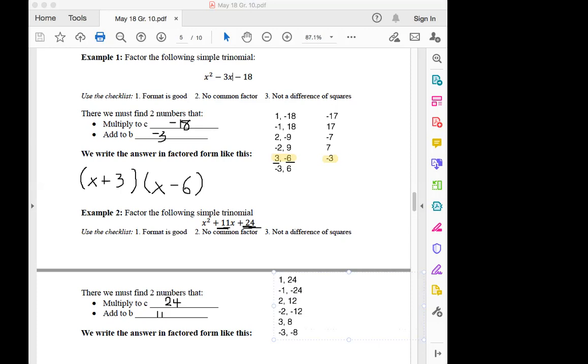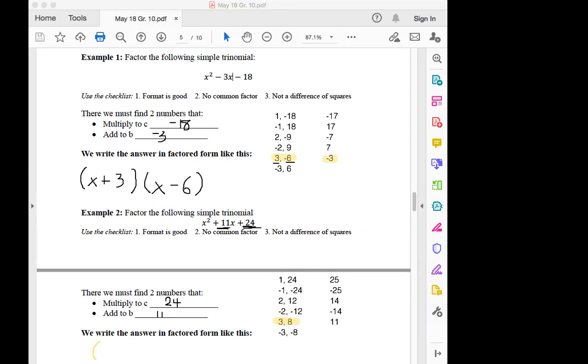And then you want to add them. So if you do 1 plus 24, is it going to give you 11? No, it's going to give you 25. You do negative 1 plus negative 24, that's going to give you negative 25. So again, not what we want. 2 plus 12 is 14. We're looking for 11, still not where we need it to be. This is negative 14. We do 3 plus 8, that's 11. So you can stop there. You don't need to keep adding. So this is what we need. Those are our two numbers.